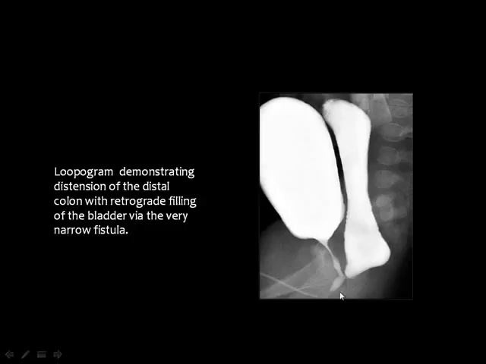And in both conditions, the low and the high, you will get some anomalies in the form of abnormal communications between the blind lobe and the urethra or the vagina. As you can see here, this is the bladder and this is the urethra, and you can see this communication with the urethra.